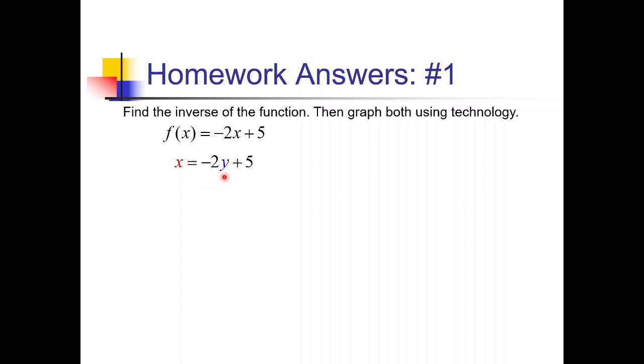So first step to doing that, we have to subtract 5 from both sides, so x minus 5. And then we'll divide both sides by negative 2. So I can write f inverse, or y, equals x minus 5 over negative 2. All right, let's go to Desmos and see what this looks like.